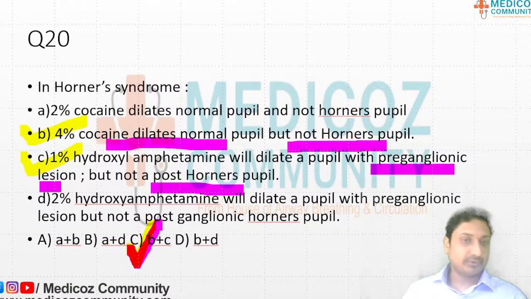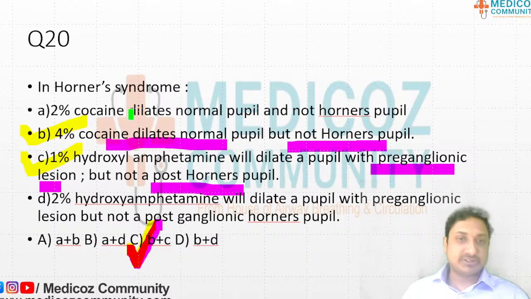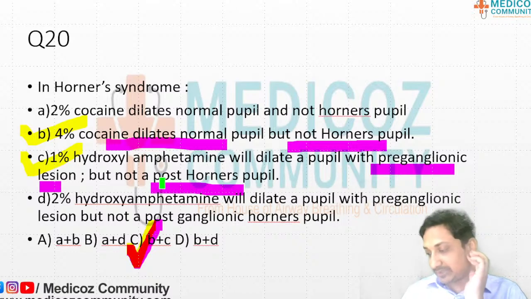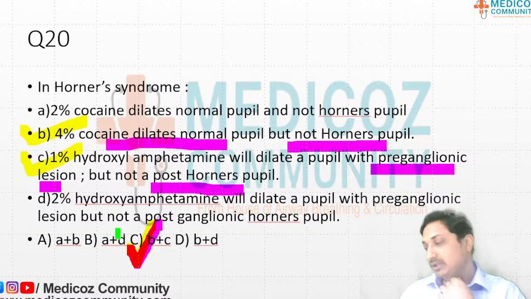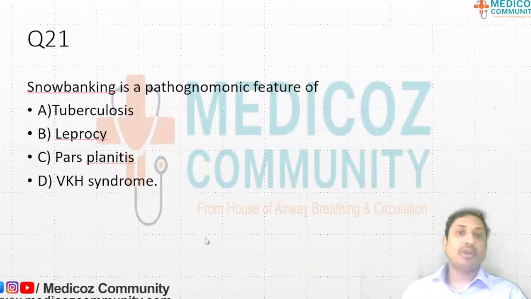Okay, what is the another sympathomimetic drug we have seen? This cocaine and hydroxyamphetamine, these are two indirect acting sympathomimetics. Which is the direct acting sympathomimetic drug? Please comment in the comment box. And that is also used for a test in Horner's syndrome. The name of that drug you can comment in the comment box. So we can, I think, move to the next question.